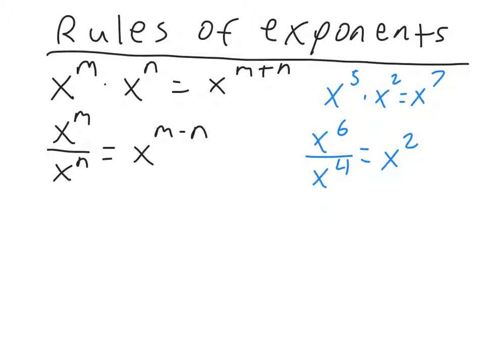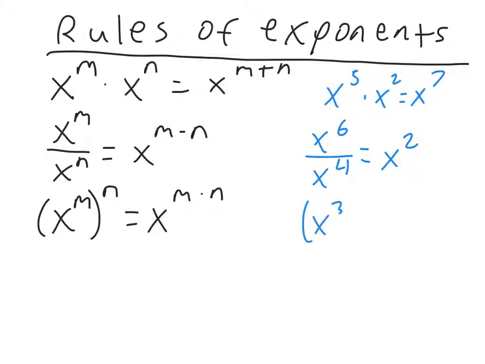Next, if we have x to the m to the n, so we're now raising an exponent to another exponent, then that'll be x to the m times n. So if you raise an exponent to an exponent, you're actually multiplying the two exponents. An example here would be x to the 3rd raised to the 4th would be x to the 3 times 4, which is x to the 12th.